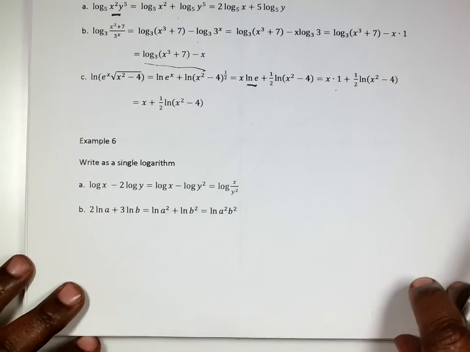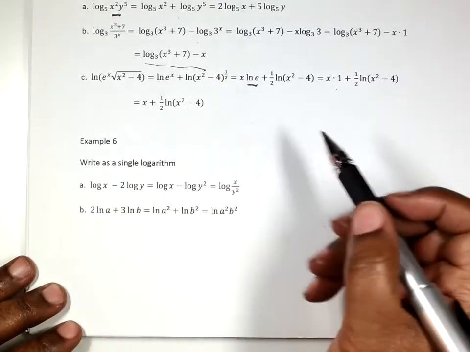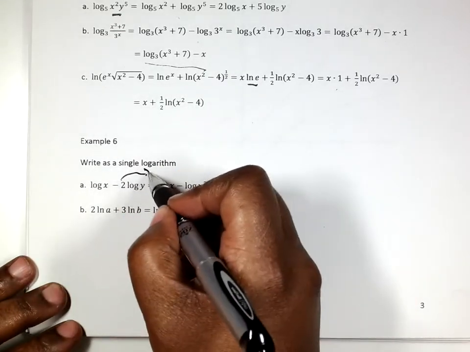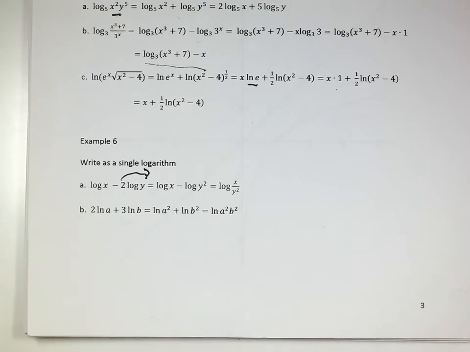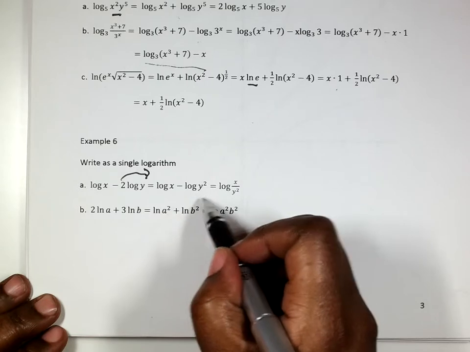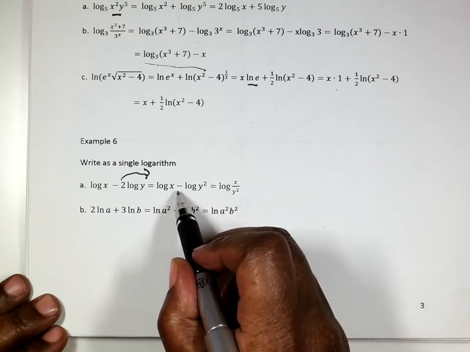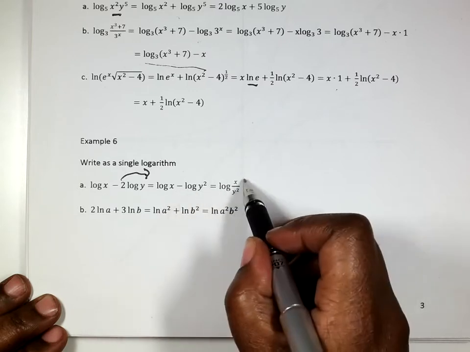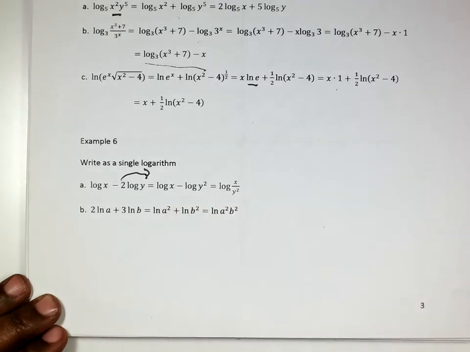For example 6, we're going to go in the opposite direction. It's already expanded. I want to put it back together. First thing I need to do is bring back up the exponents. So I get log x minus log of y squared. And then when you have that subtraction, when I put it back together, it's a division. So x over y squared is the argument. And we get log of x over y squared.